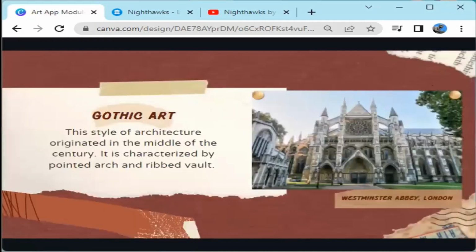And then you also have Gothic art. Now, for Gothic art, this is a style of architecture that originated in the middle of the century. It is characterized by pointed arch and deep vault, no? Gaya nung nakita nating example dito, ng Westminster Abbey in London.